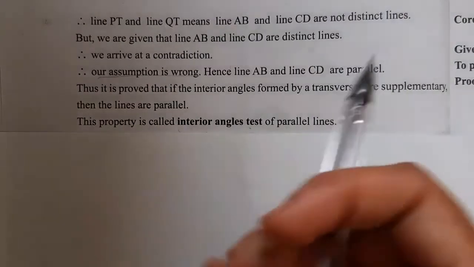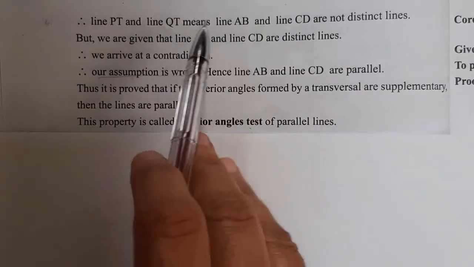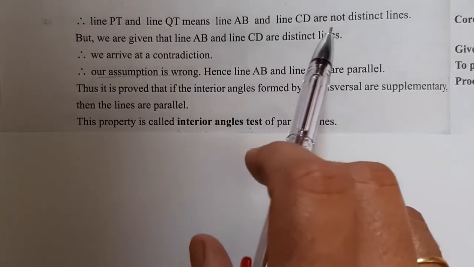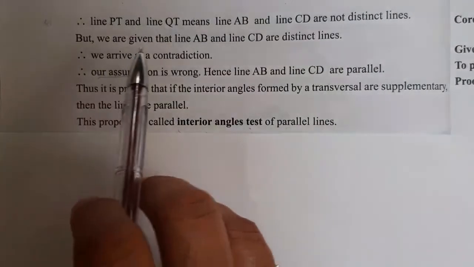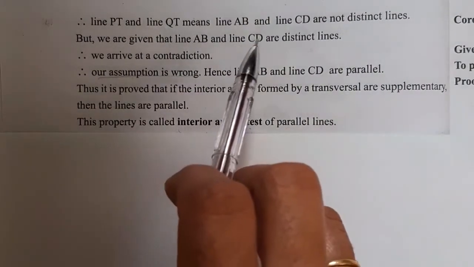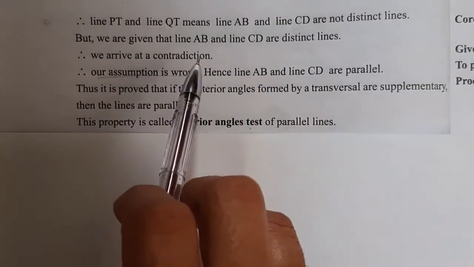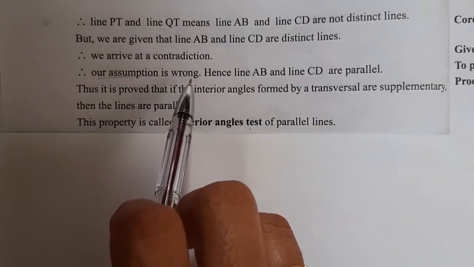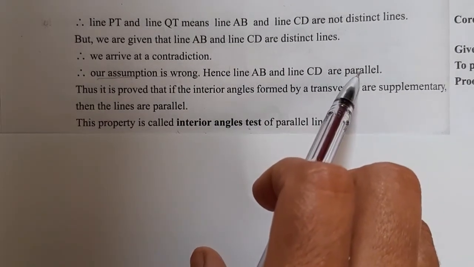If the measure of one angle is 0 there, that means line PT and line QT, meaning line AB and line CD, are not distinct lines. They are not separate lines. But we are given that line AB and line CD are distinct lines. That means we arrive at a contradiction. Our assumption is wrong. Hence, line AB and line CD are parallel to each other.